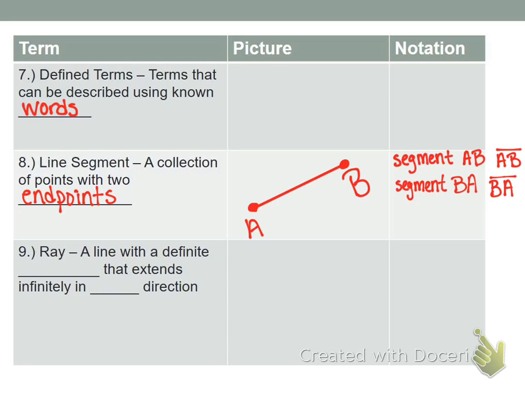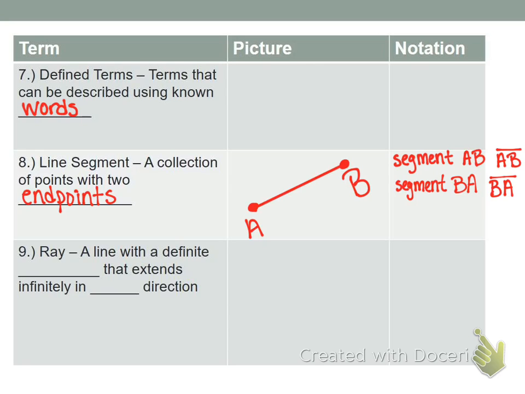Usually when we talk about segments, lines, rays, we like to use the shorthand. You won't always see it written out. So I would get comfy with the shorthand part.